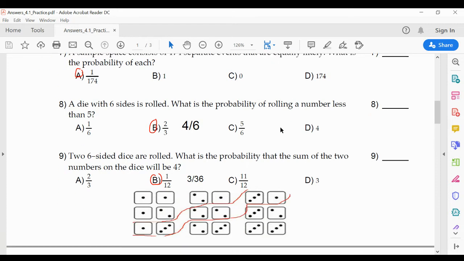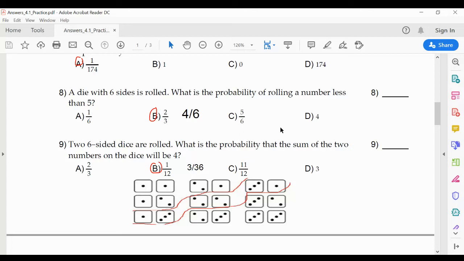A die has six sides and it's rolled. What's the probability of rolling a number less than five? Well, total number of outcomes is six. There's six sides to a die. How many numbers are less than five? Four is, three is, two is, one is. All right, so there are four out of those six that are less than five. Now, 4/6 reduced to lowest terms is 2/3.